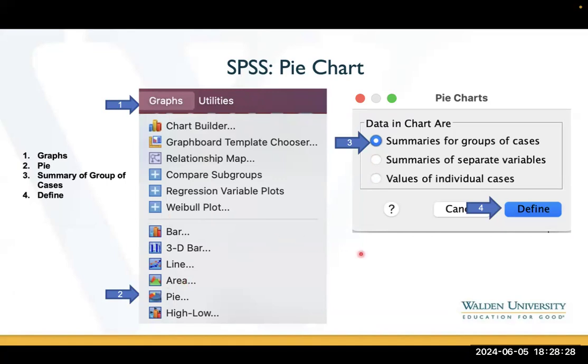In this case, just select summaries for the groups. Remember, group variable, we're grouping them, and we have to define it. Because SPSS to this point doesn't know what you're talking about. I know we're going to build a pie chart, and I know we're going to look at the group breakout, but I need to know more. So that's where we define, okay?